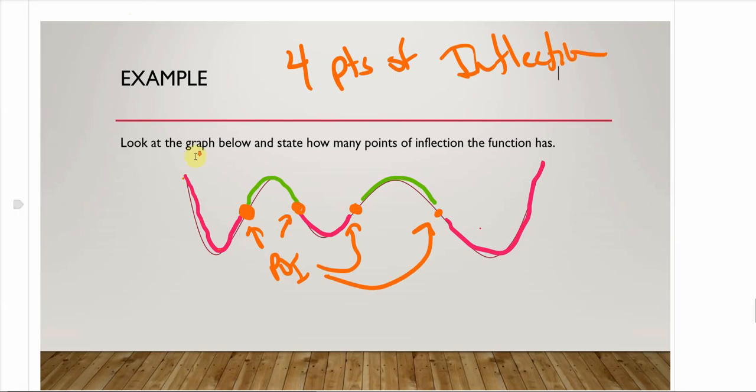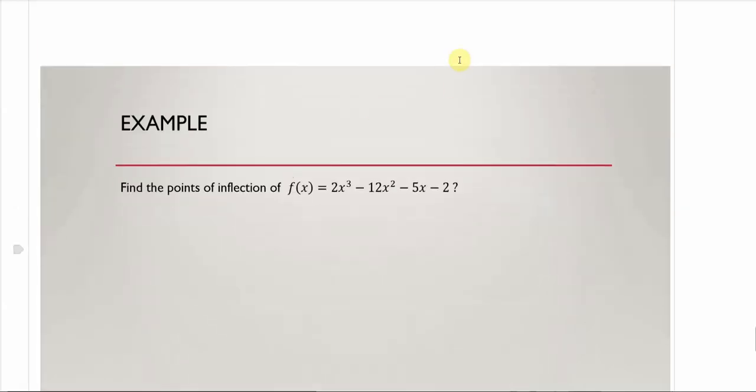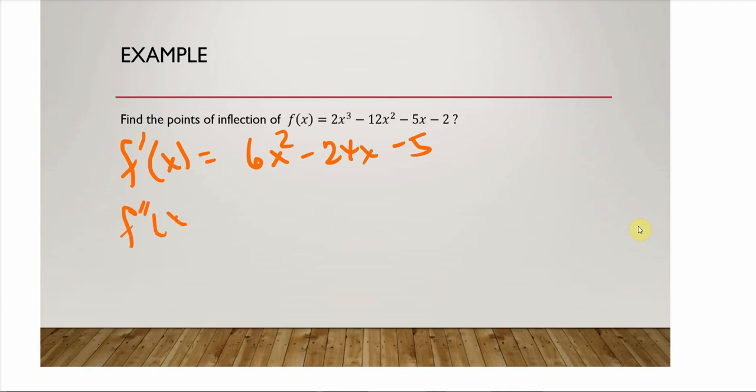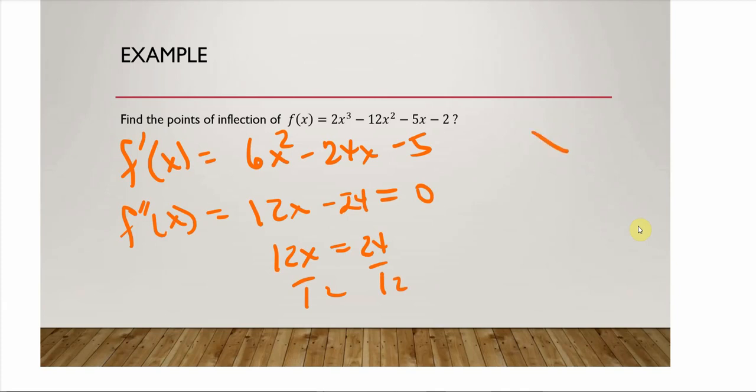Okay. Now, what if I gave you the function and I said, find me the POIs? Well, finding the POIs is going to be exactly what we did in the previous one. We're going to find f prime of x, which is 6x squared minus 24x minus 5. I do f double prime of x, which is 12x minus 24, which we had already done. Then I set it equal to 0, and I find out that 12x is equal to 24, so divided by 12, that means that x is equal to 2.